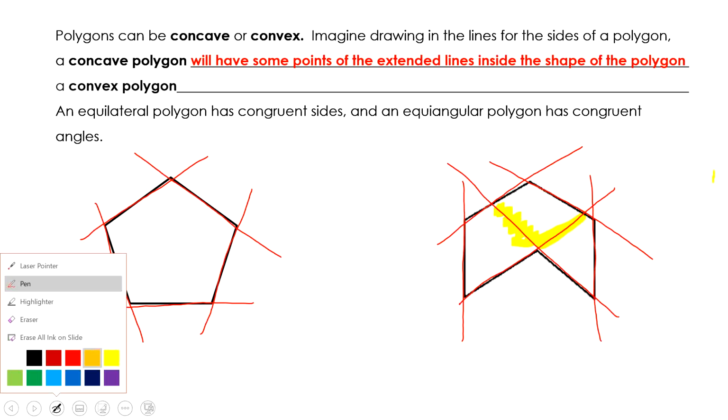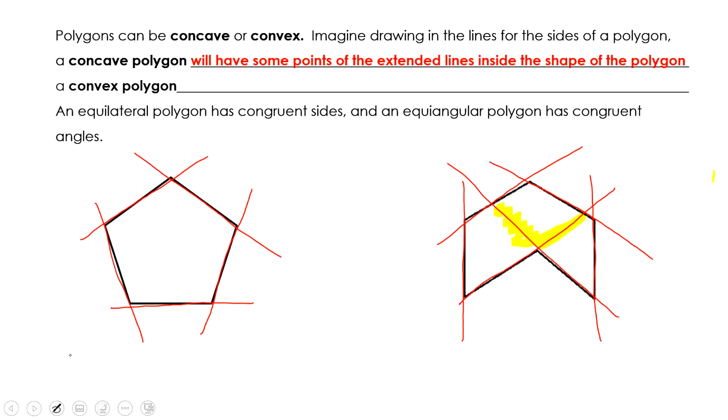The convex polygons are the ones where, when you extend the lines, they never cross inside the shape, or they never go into the shape. So the shape is kind of what we call clear. And that is the definition. A convex polygon will have no points of the extended lines inside the shape of the polygon.